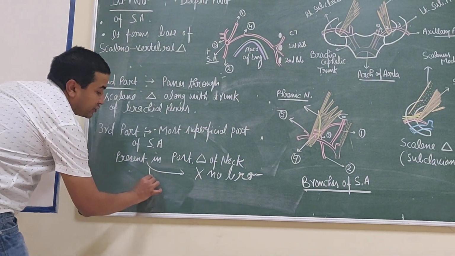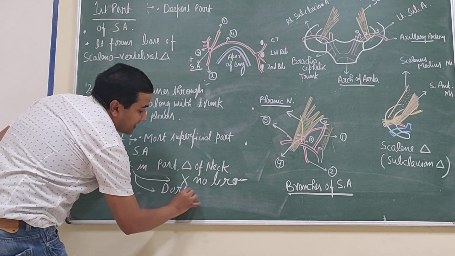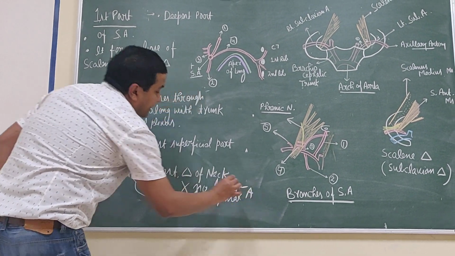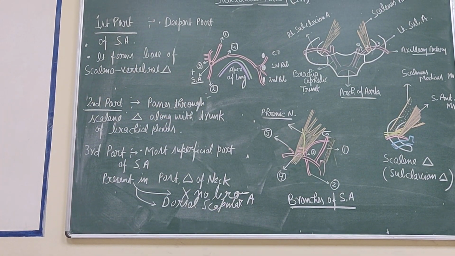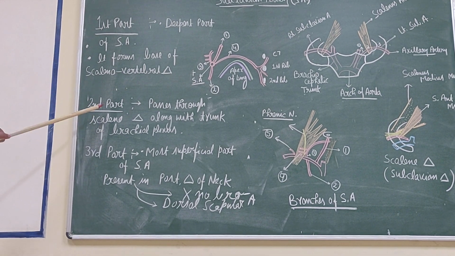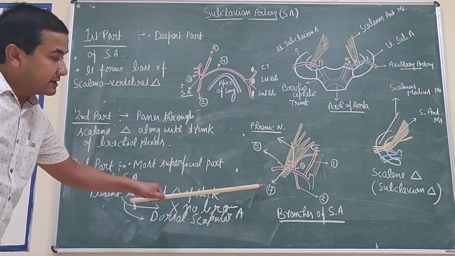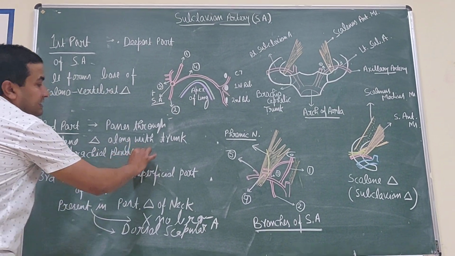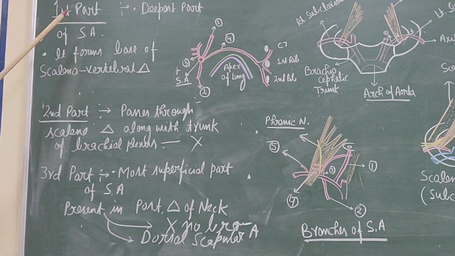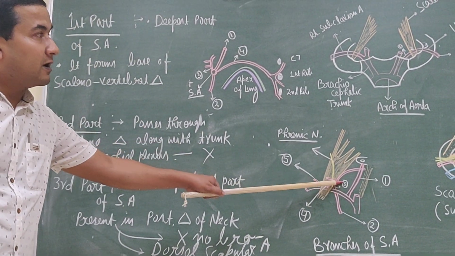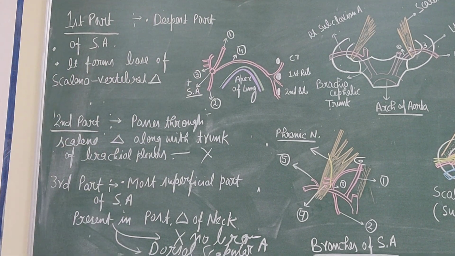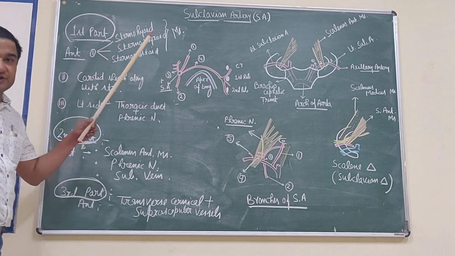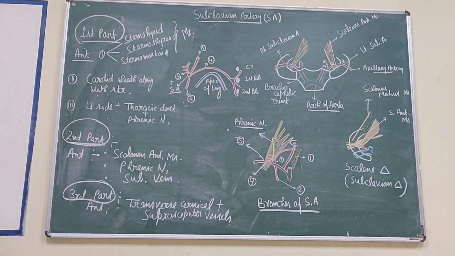Occasionally, if a branch originates, it is the dorsal scapular artery. The dorsal scapular artery takes origin from this third part, same as from the second part. The second part on the right side gives the costocervical trunk, while on the left side it gives no branches. And the first part gives three branches on the right side and four on the left side. Now some important relations of the subclavian artery.